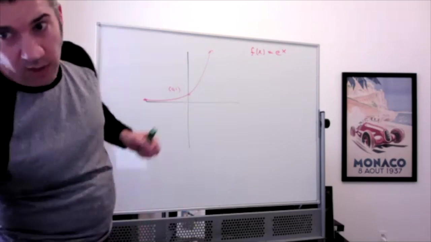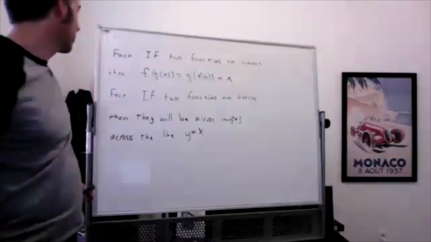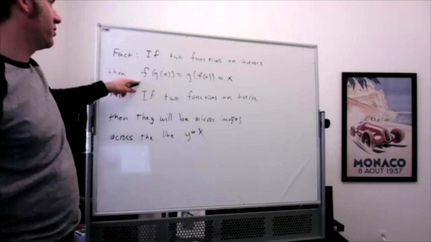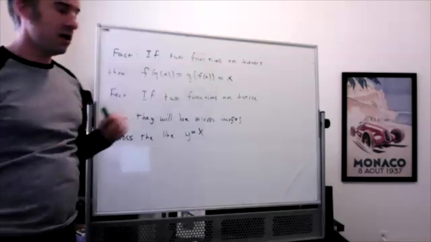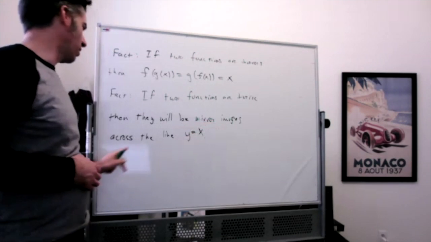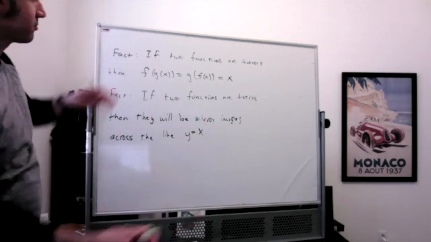Oh, can I go back real quick? Sure. So if two functions are inverses, f of g of x equals g of f of x equals x. And if two functions are inverses, then they will be mirror images across the line y equals x.